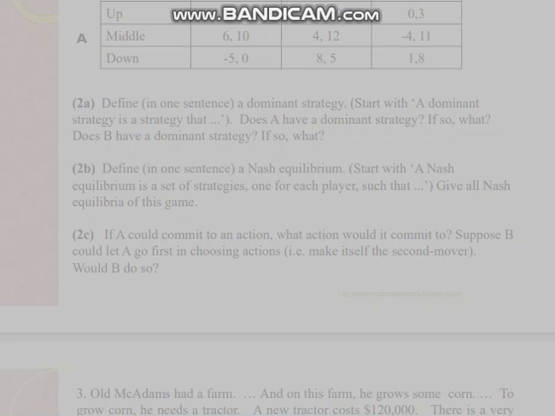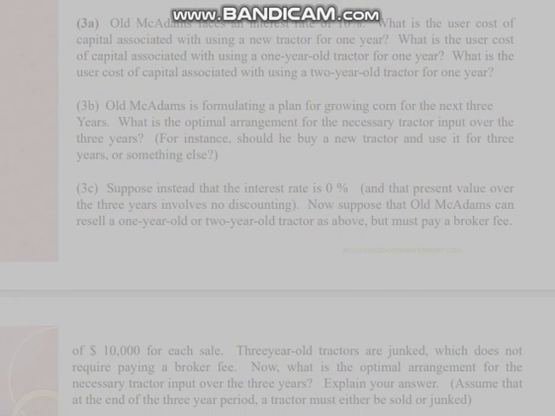The variable cost of producing corn is the same regardless of whether you are using a tractor that is new, 1 year old or 2 years old. 3A. Old McAdams faces an interest rate of 10%. What is the user cost of capital associated with using a new tractor for 1 year? What is the user cost of capital associated with using a 1 year old tractor for 1 year? What is the user cost of capital associated with using a 2 year old tractor for 1 year?